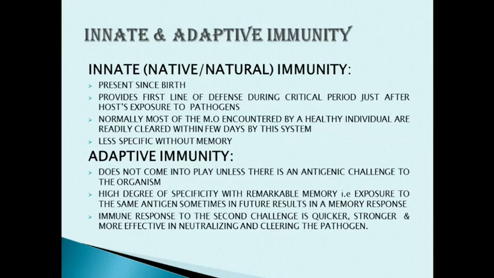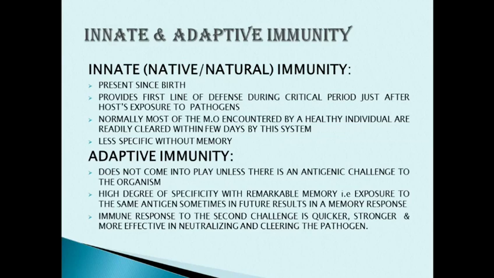Now, in comparison to that, adaptive immunity has some different features. Adaptive immunity normally doesn't come into play unless there is an antigenic challenge to the organism. When the innate immunity fails, then comes adaptive immunity. Okay, it has a very high degree of specificity with remarkable memory. What do you mean by memory? Exposure to the same antigen sometime in the future results in a memory response.